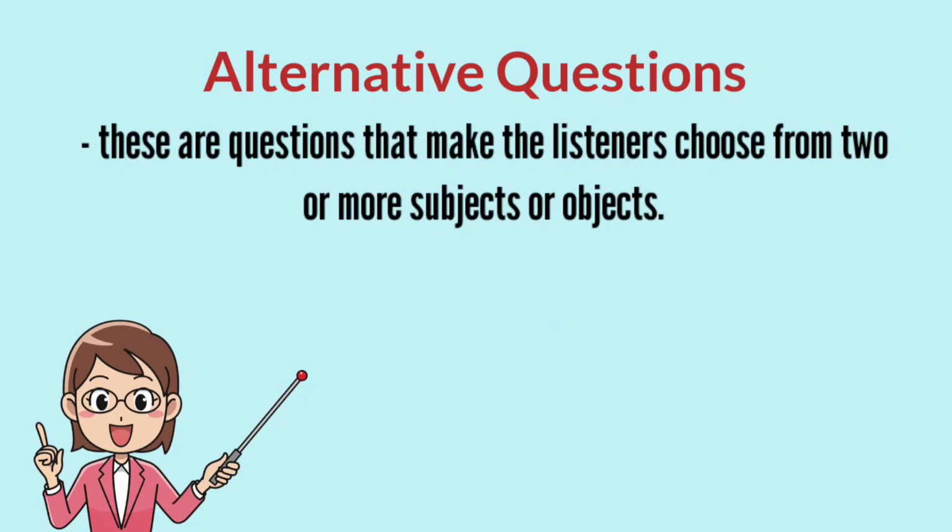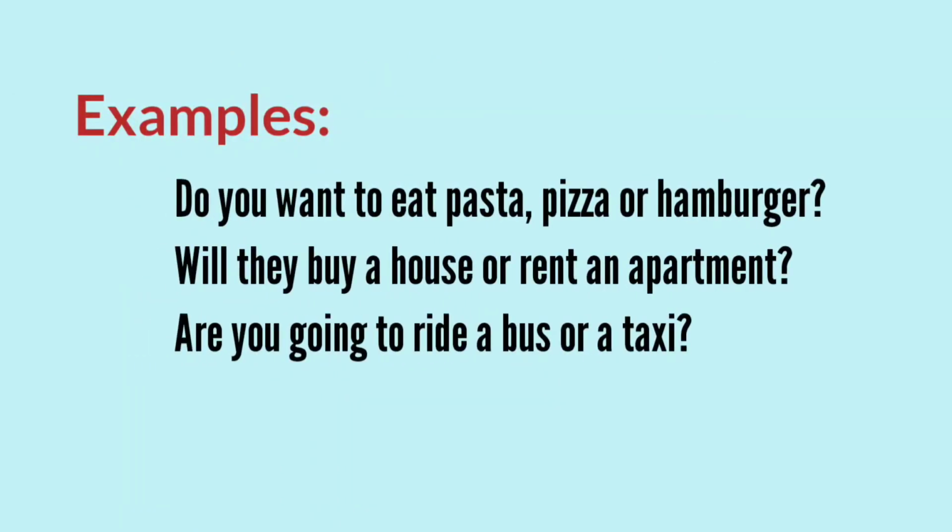Alternative questions. These are questions that make the listeners choose from two or more subjects or objects. Here are some examples. Do you want to eat pasta, pizza, or hamburger? Will they buy a house or rent an apartment? Are you going to ride a bus or a taxi?